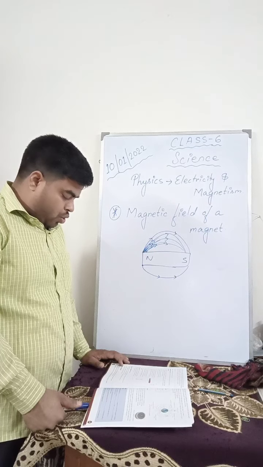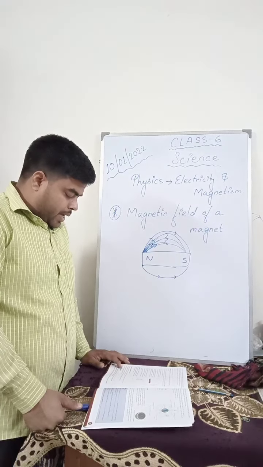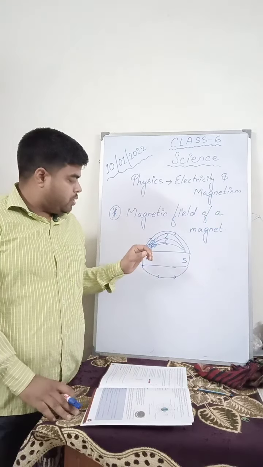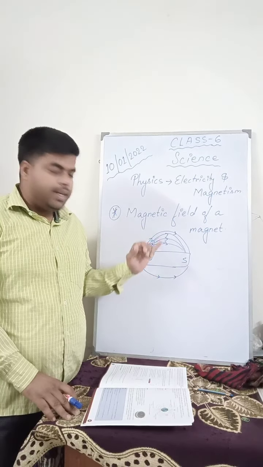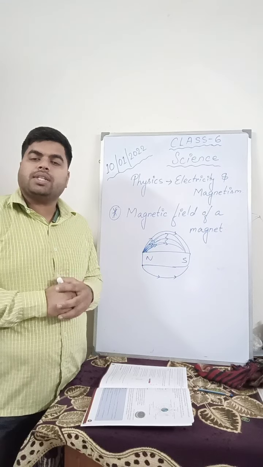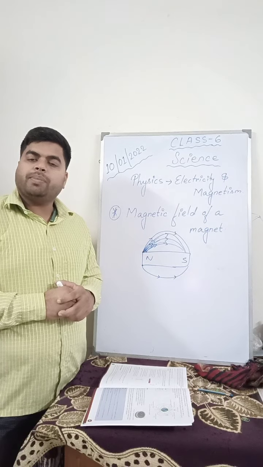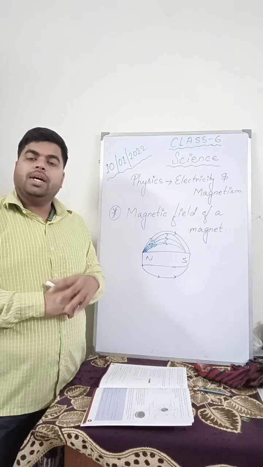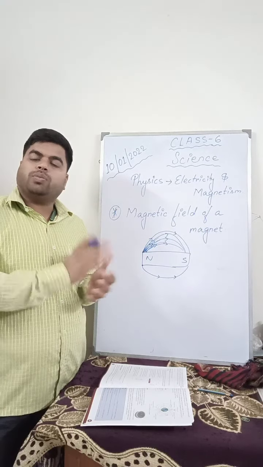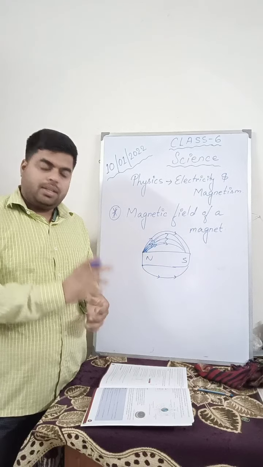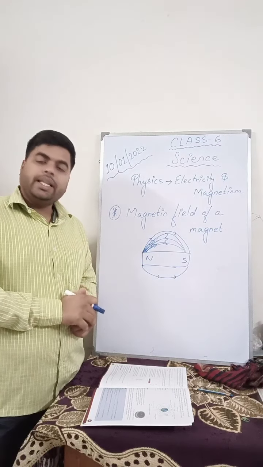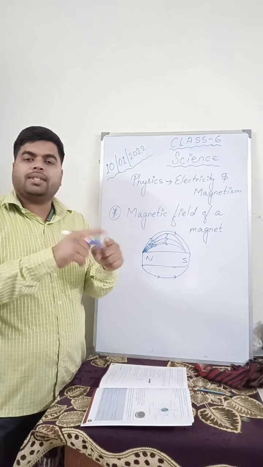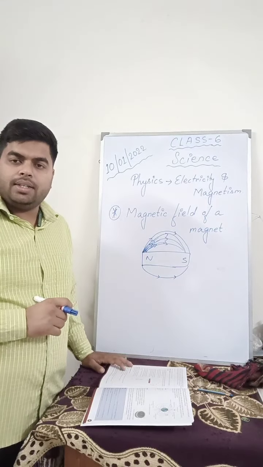Magnetic field lines never intersect each other. If you see the magnetic lines, they do not intersect, that means they do not cross each other. So the three properties of magnetic field lines are: they originate from the north pole and end in the south pole; within the magnet they move from south pole to north pole; and the last is that two magnetic lines will never intersect each other, never cut each other.